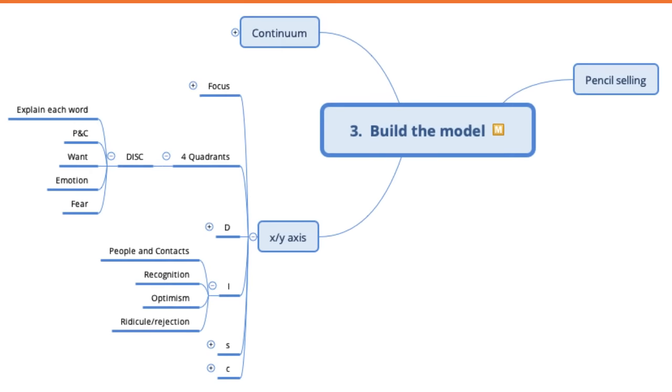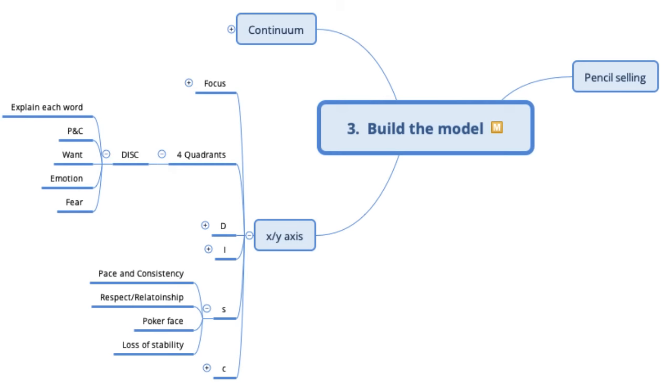And then we go and do the same for the I. So it's people and contacts. The R word is recognition. The emotion is enthusiasm. And the fear, of course, is the fear of rejection, the fear of ridicule. And then we move over to the S. And we talk about how the S is pace and consistency. How the want is relationship and respect, how the fear is instability, and how the emotion is poker face.